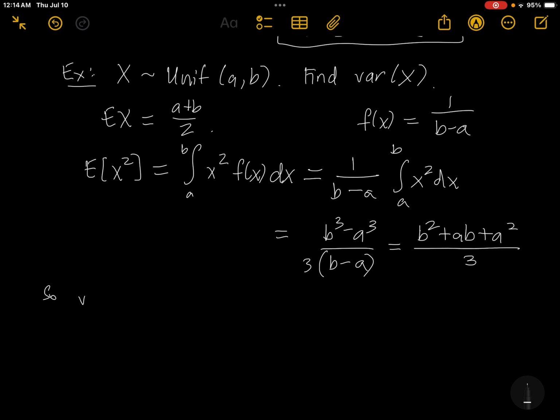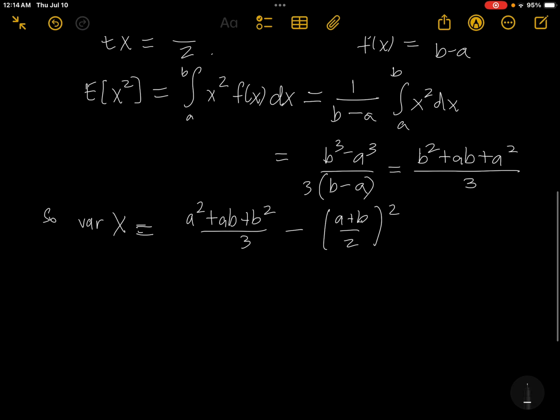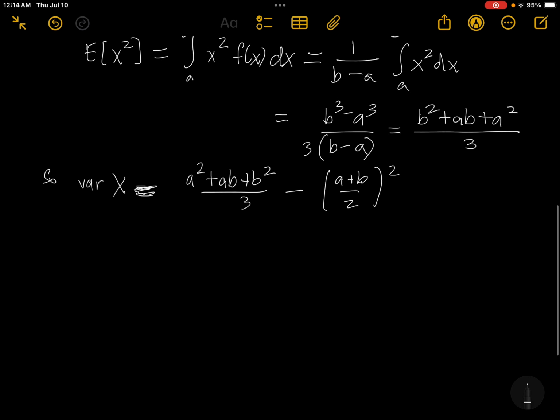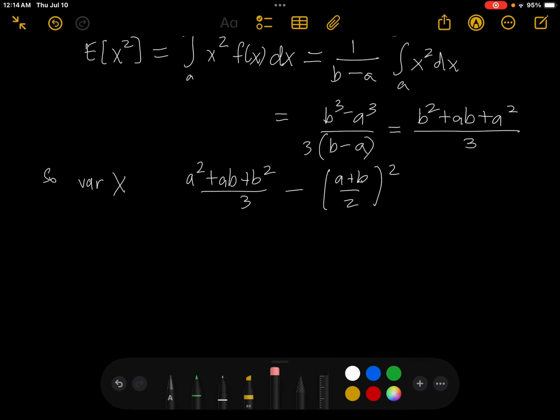So the variance of X is the expectation of X squared, that's (a squared plus ab plus b squared) over 3, minus the expectation of X squared. And this is easy, it's just simple algebra. That equals this, which when you simplify it ends up being (a minus b) squared over 12.